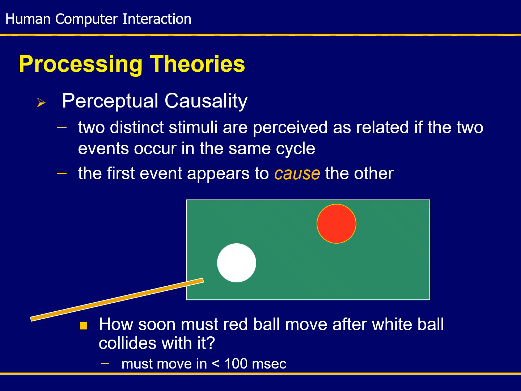So let me read the first bullet. It says, two distinct stimuli are perceived as related if the two events occur in the same cycle. The first event appears to cause the other. This is a common sense rule from real life, okay? Imagine you go to a room and you switch on the light by flipping the switch. And then you walk into the room and the room is still dark. And after a second, the light goes on. It will feel very strange, because when you switch on the light, the bulb is supposed to light up right away. It doesn't light up after 2 seconds. It doesn't make sense.